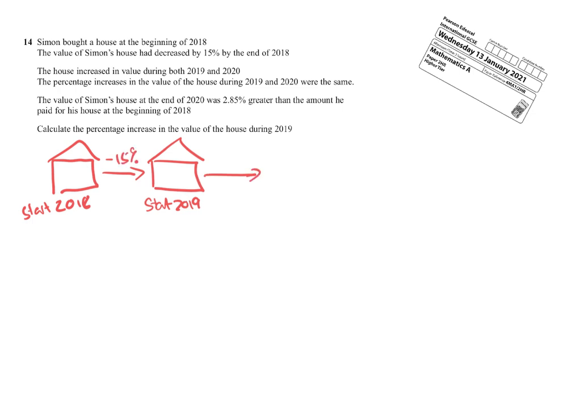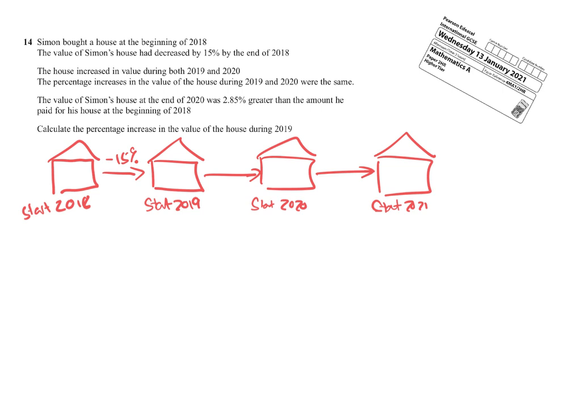And then we carry on our timeline and we get to the start of 2020, and we continue on for another year until we get to the start of 2021. And over that period from the start of 2019 to the start of 2021, so over that 2-year period, the house increases in value X percent. So it's X percent this year and X percent next year.